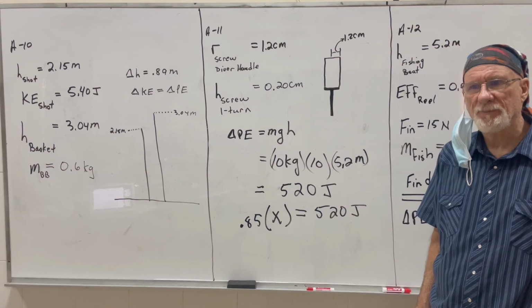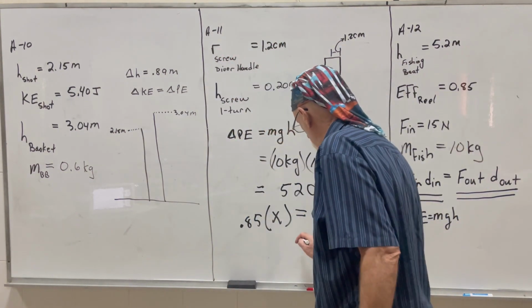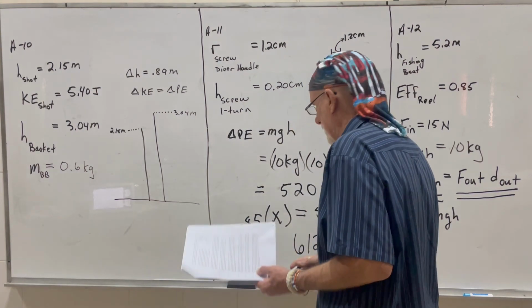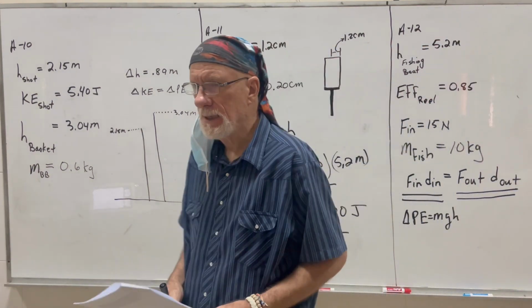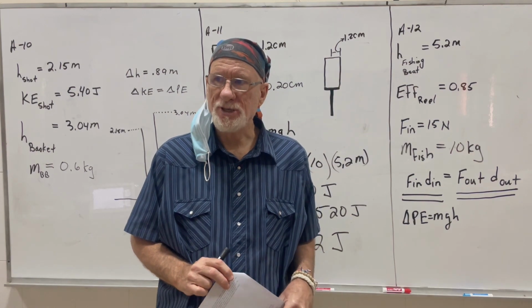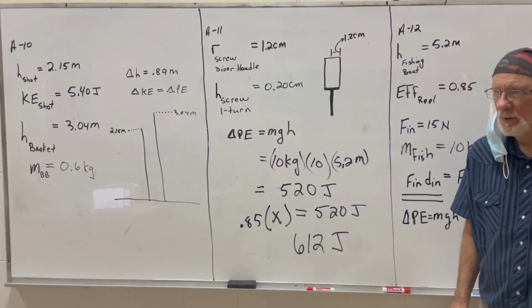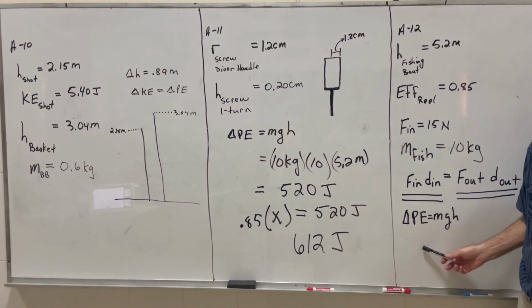So what's the answer? 612. What is it? 612, that's right. 612 is the answer. So the work it's going to take to get that fish on deck is going to be 612. Do you get it or no? Ramada, do you get it? We did this, and that's ideal conditions.